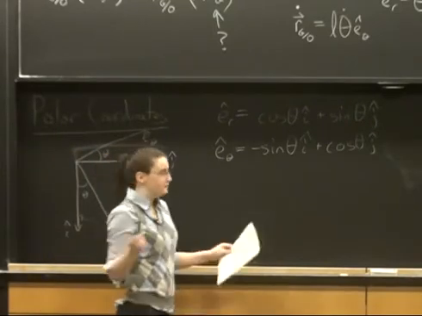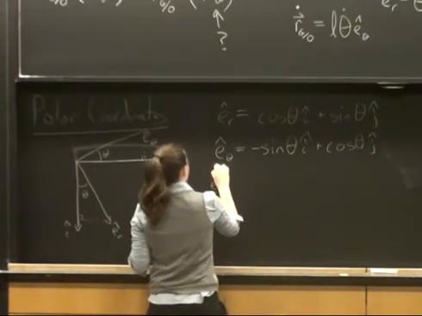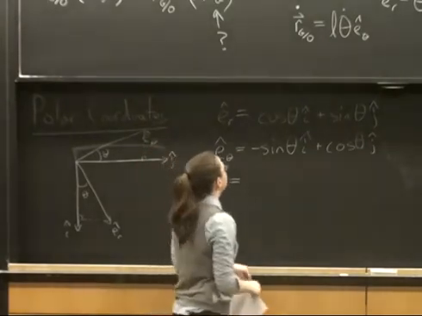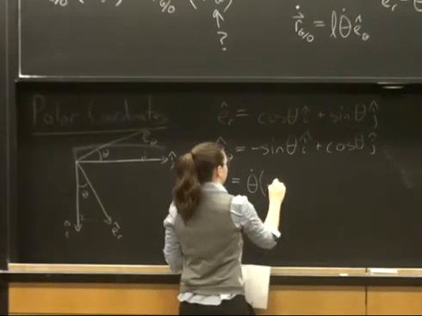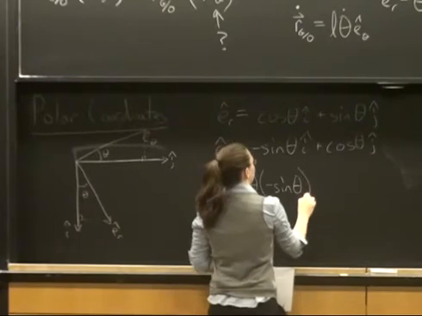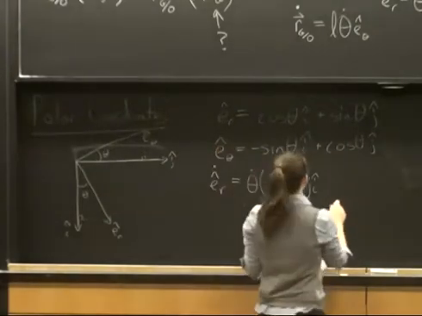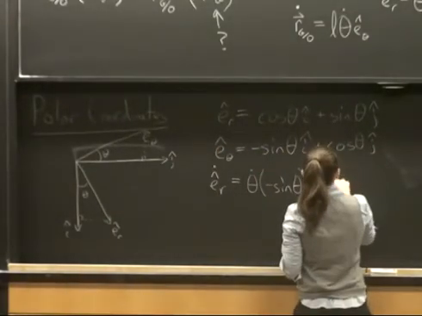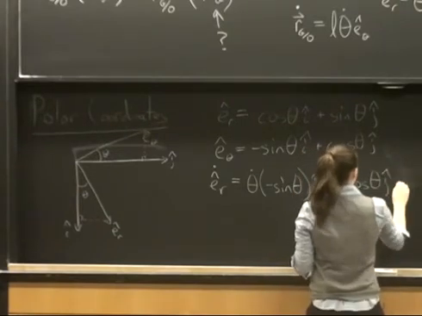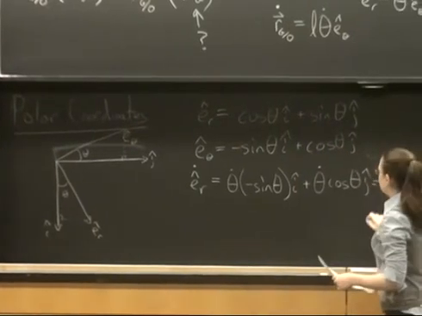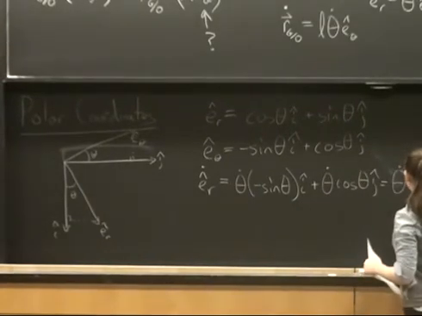So now we want to take the time derivatives. So we get ER hat dot is equal to, using the chain rule, theta dot times minus sine theta I hat. And remember, i's and j's aren't changing. Plus theta dot cosine theta j hat, which we can pretty immediately see is theta dot E theta hat.